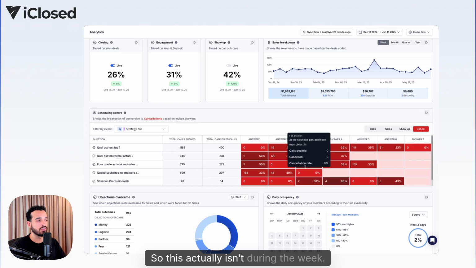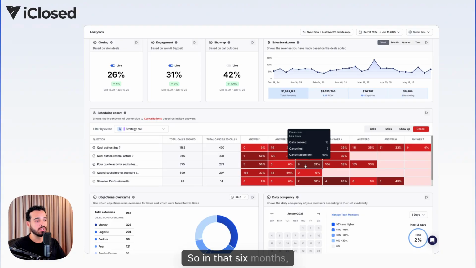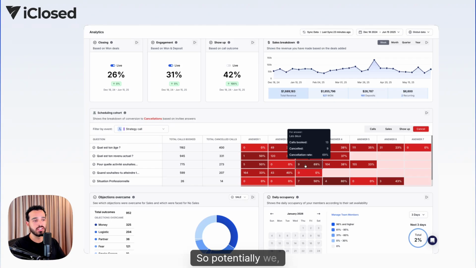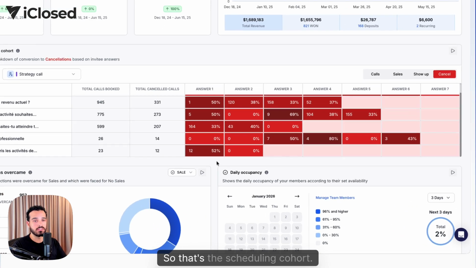So this actually isn't during the week. This is actually during the entire sort of 6 months roughly. So in that 6 months, we had 9 people cancel calls that answered this question with this answer. So potentially we might decide to disqualify these people or redirect them to a different offer, or just route these to some more of the junior closers so that we're not filling our calendar on our top closers with leads that are likely to cancel. So that's the scheduling cohort.